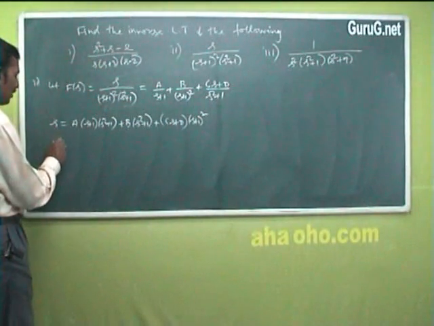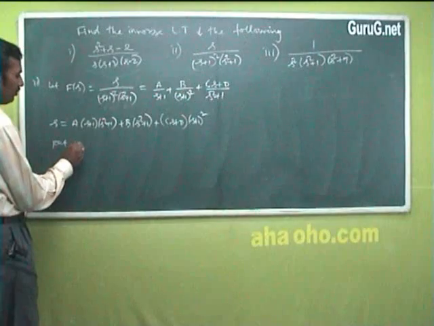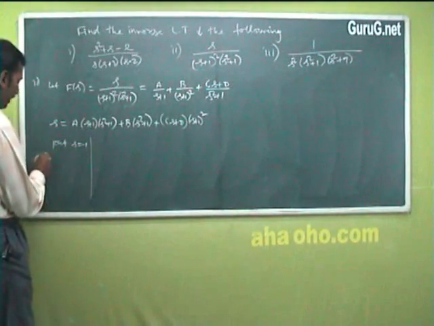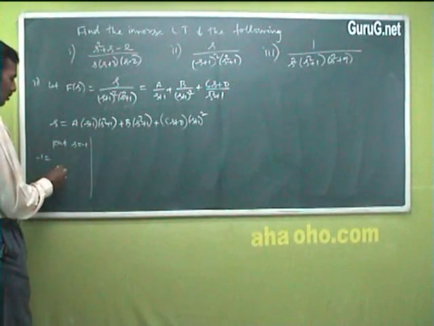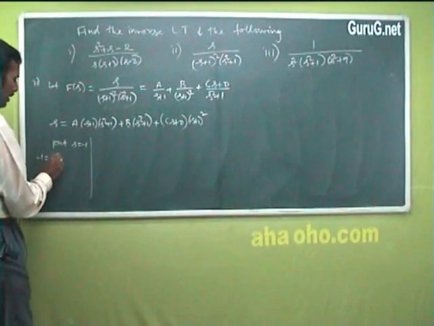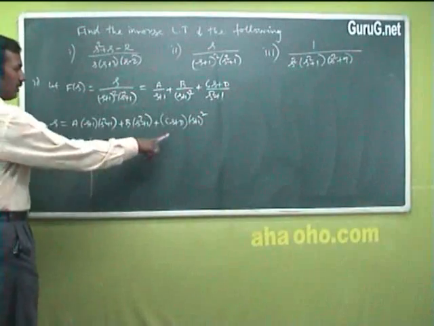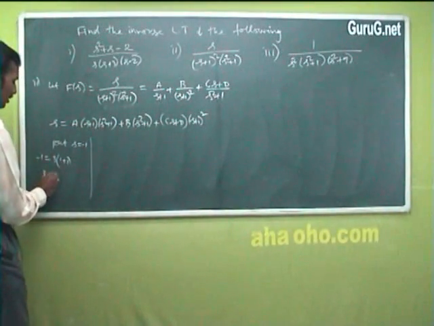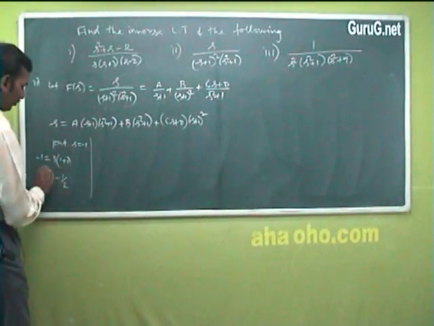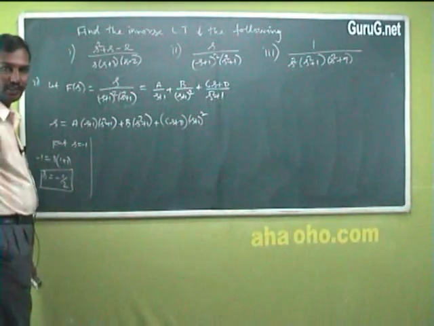So put s equal to minus 1. What will come? So minus 1 equal to, this is 0, then here b into minus 1 gives 1, so 1 plus 1, so this becomes 0, isn't it? So b equal to minus 1 by 2, right.